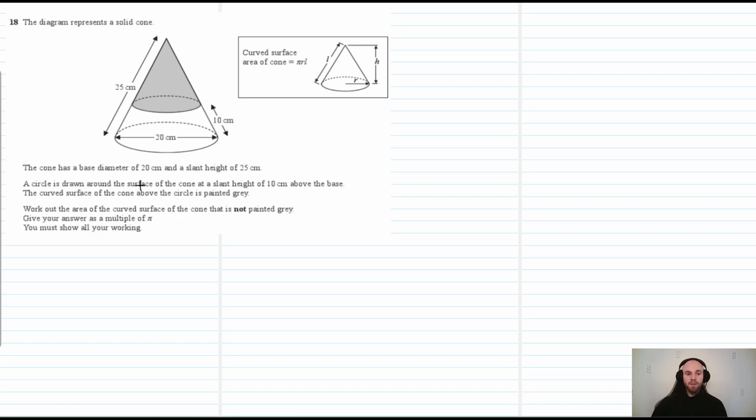The curved surface of the cone above the circle is painted grey. Work out the area of the curved surface of the cone that is not painted grey. Give your answer as a multiple of pi. You must show all your working.